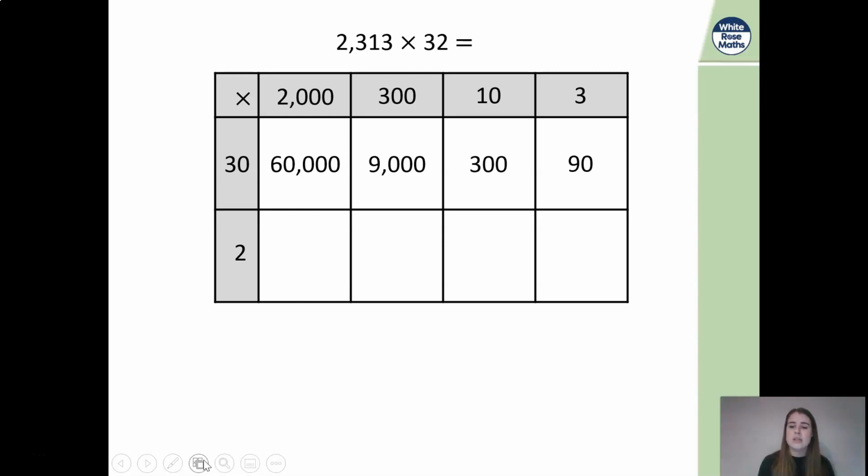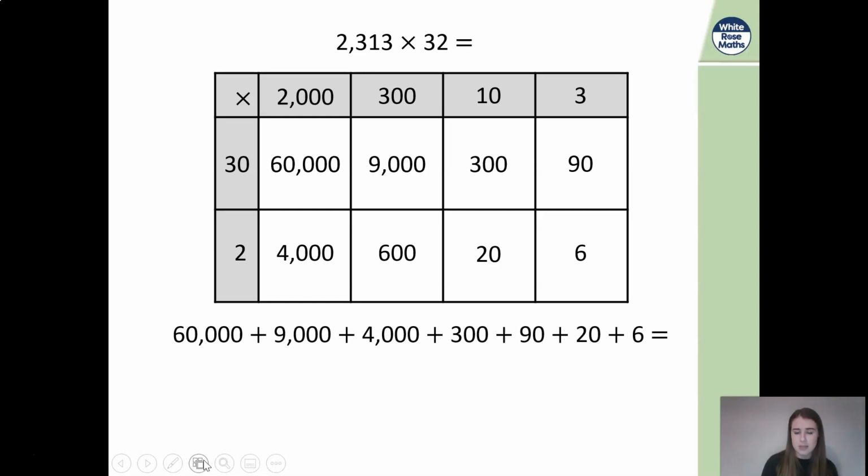And we're going to do the next column underneath. So 2,000 times by 2 is going to give us 4,000. 2 lots of 300 is 600. 2 lots of 10 is 20. And 2 lots of 3 is 6. Now that's the exact same process where you'd be breaking it down in our multiplication. And all we need to do now is add them together. Okay, so this is going to be my written sum.